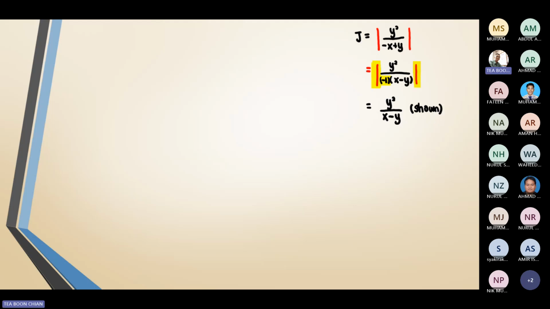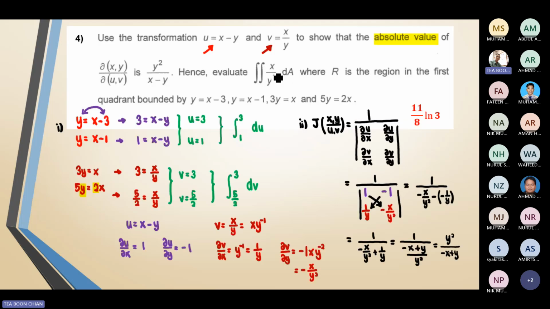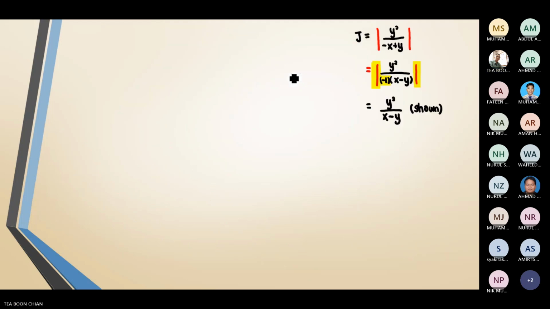So just to also let you know, sometimes the question may also show you the Jacobian and ask you to prove it. All right, so having everything done, then x over y power 3 dA. Now again, if you look carefully here, y squared over x minus y, our Jacobian still contains variables y and x. Like I mentioned just now, if you can convert into u and v, then you do it immediately. If you cannot, leave it first.